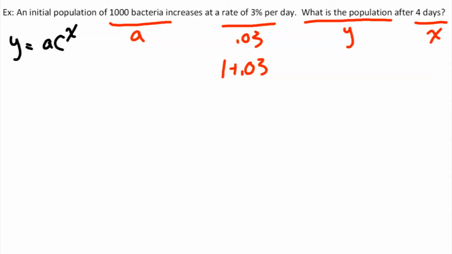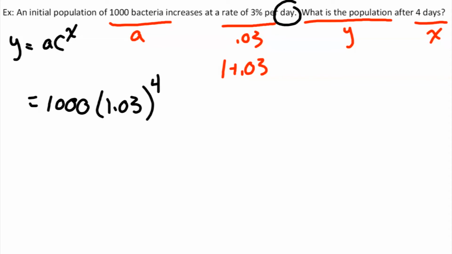Now I can go ahead and plug each of those numbers into my initial equation. So the a value is 1,000, the c value is 1.03, and the x value is 4. It was important to note that both the rate and the period were already in days, so we didn't have to make any changes there.